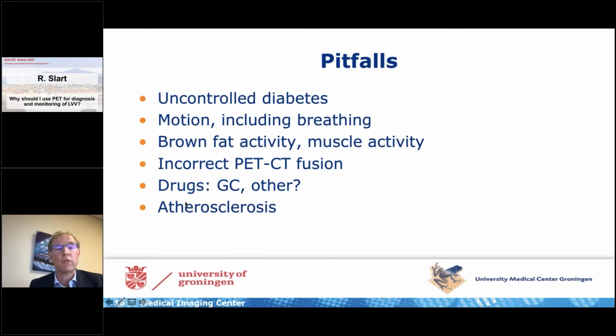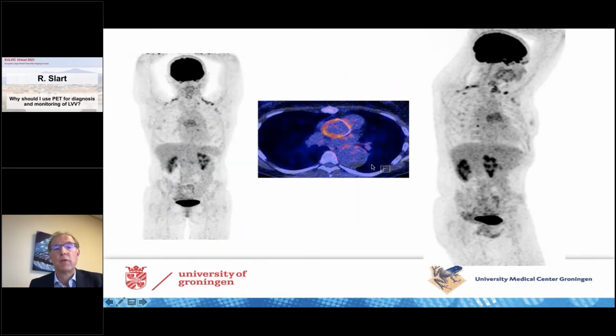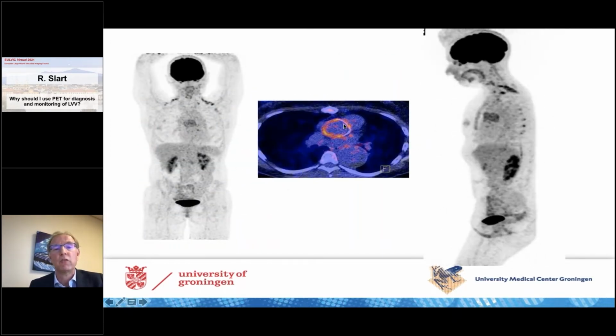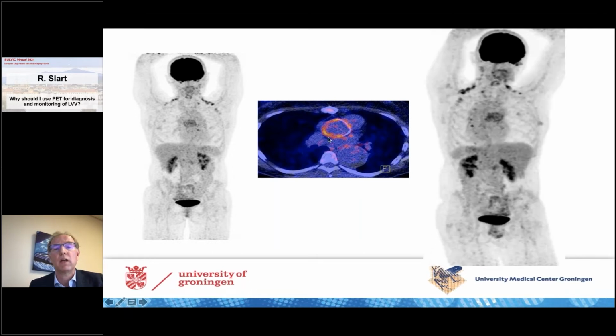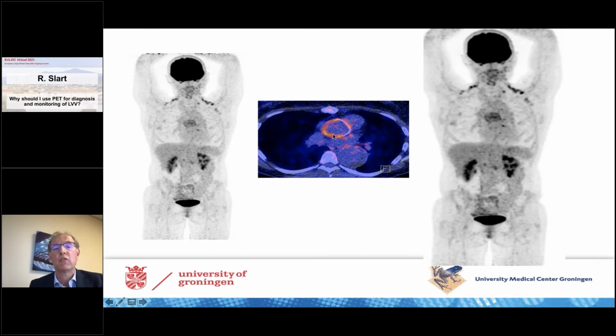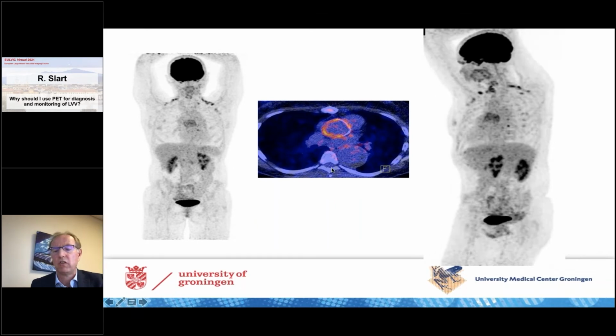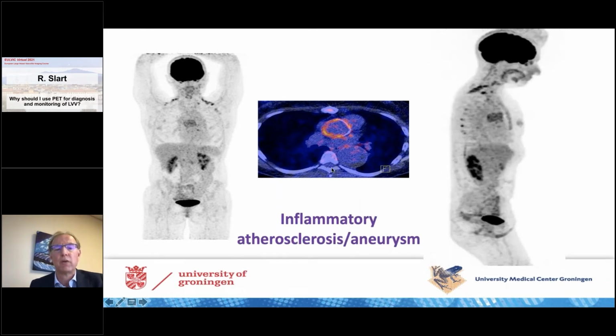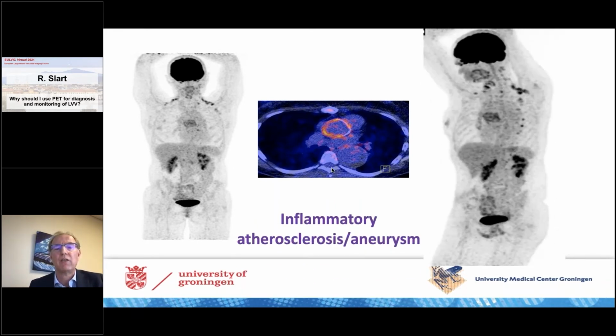Pitfalls, many pitfalls. I already mentioned that drugs, such as steroids, can also reduce the signal. Atherosclerosis can give some artifacts. This is an example of atherosclerosis, a patient with a dilated ascending aorta and some faint, heterogeneous uptake in this area. And actually, this is a typical example of atherosclerosis activity.